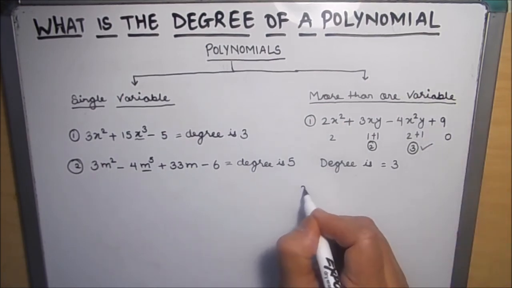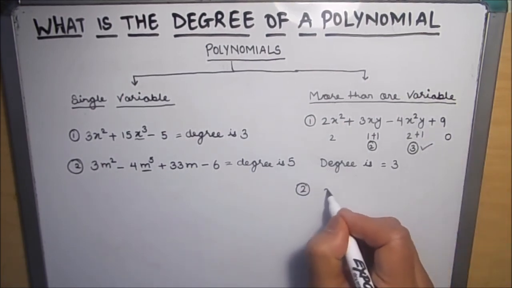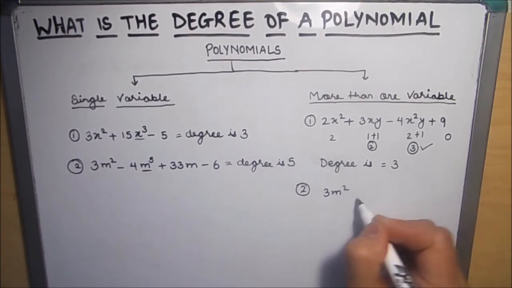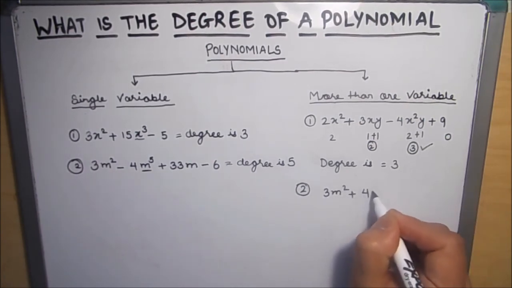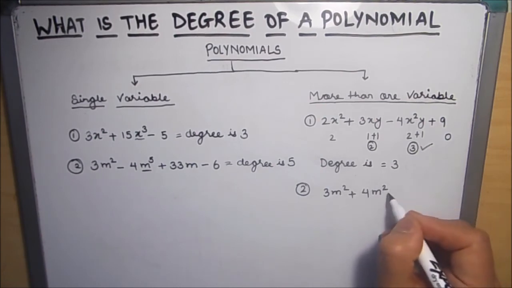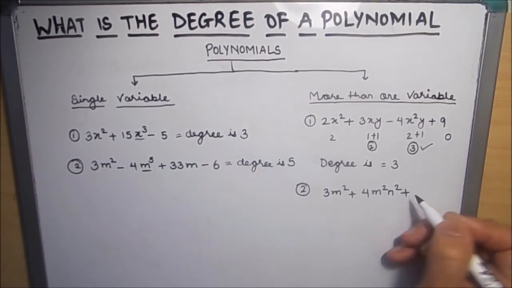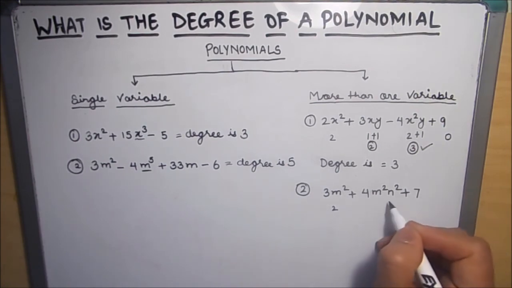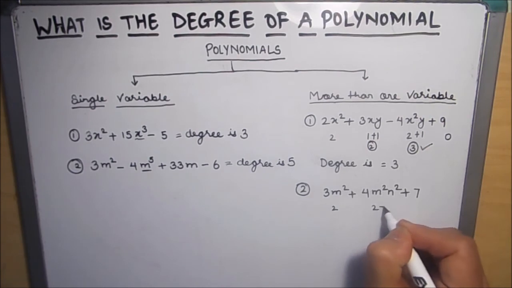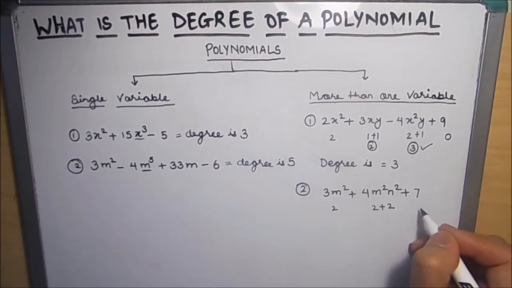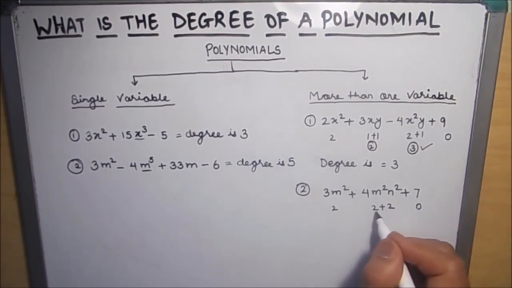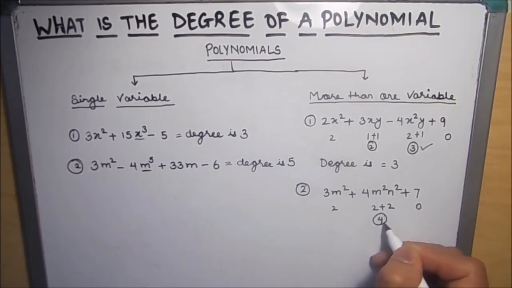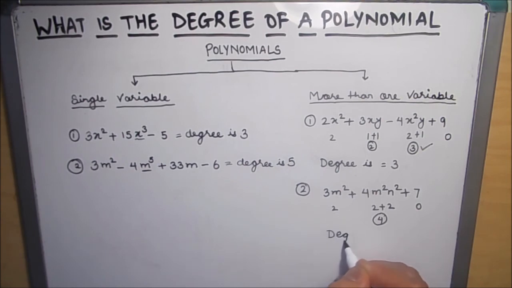Let's have one more example here. 3m square plus 4m square n square plus 7. The index of the first term is 2. The index of the second term is 2 plus 2, and for the third, the constant, it is 0. So the two indices will add and it will become 4. The maximum index will be 4. So here the degree of the polynomial is 4.